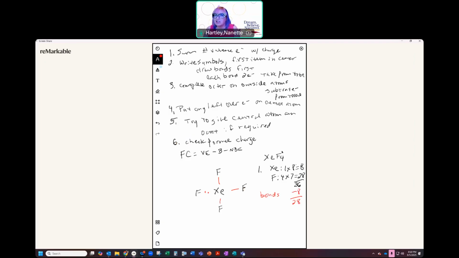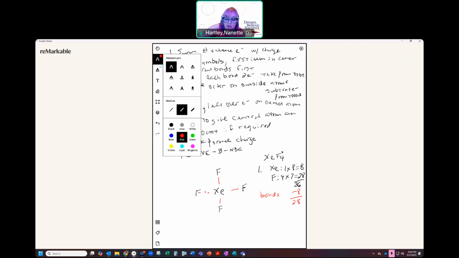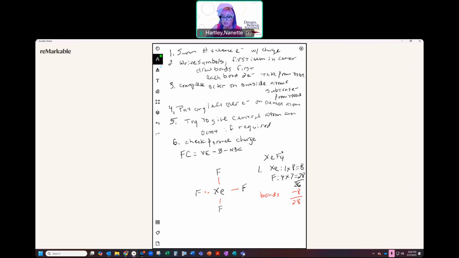Now, what's the next thing I do? Step 3 says complete the octet on the outside atoms and subtract the electrons from the total. So now I'm going to the outside atoms. I'm going to switch to a different color. I want to do the octets on the outside atoms. So now I'm looking at these guys on the outside. I'm going to fill the octets. So he's got access to 2 electrons right there. So I draw 3, 4, 5, 6, and 7, 8. I'm going to do that for all of these.